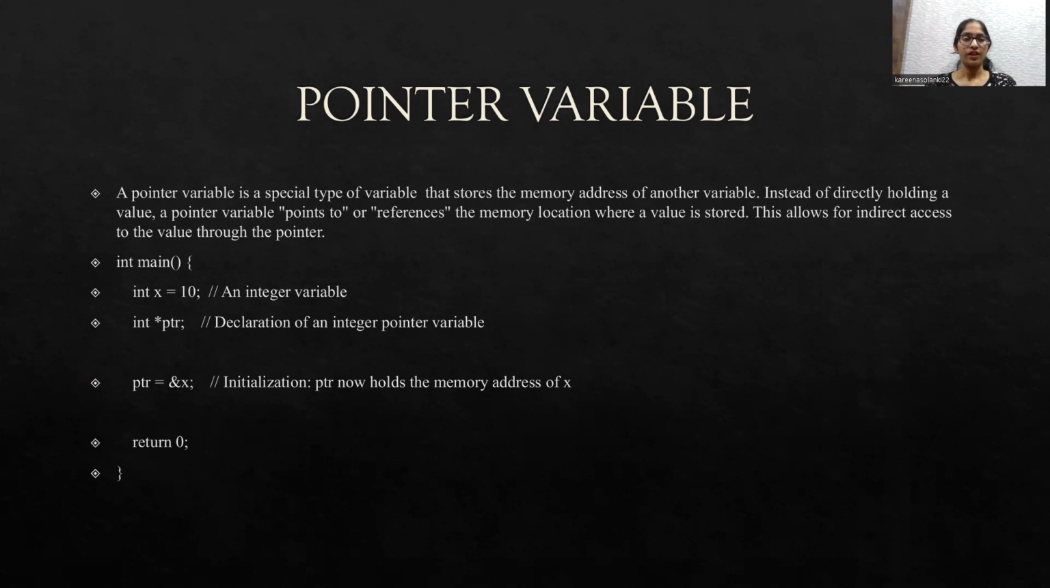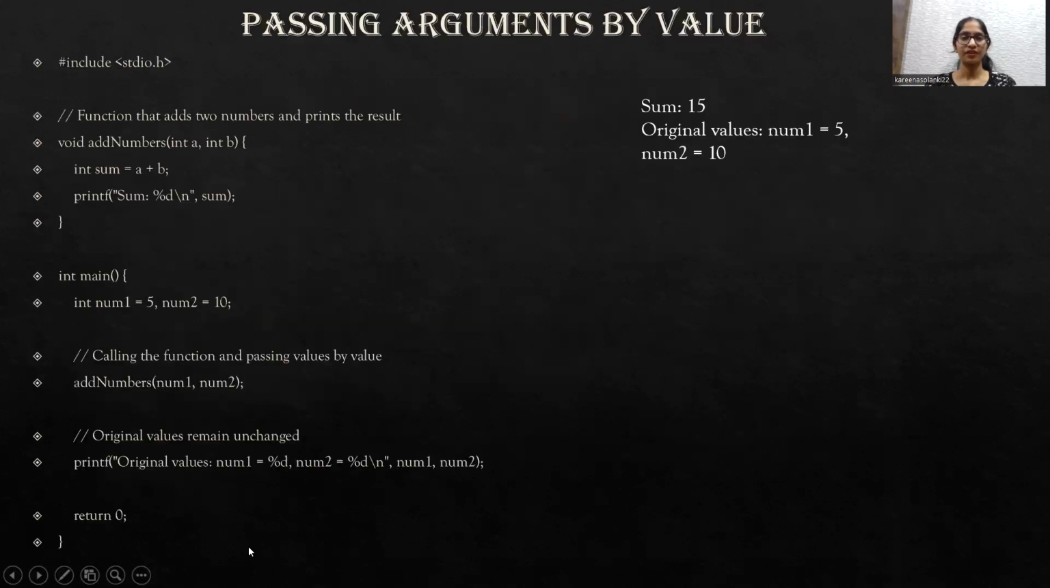Let us have a look. Here the int main function is opened with the curly brace. int x equals 10: here an integer variable is declared. Then int *ptr followed by a semicolon: this is the declaration of an integer pointer variable. Then ptr equals &x. This &x holds the memory address. Then return 0 and closing of the brace.